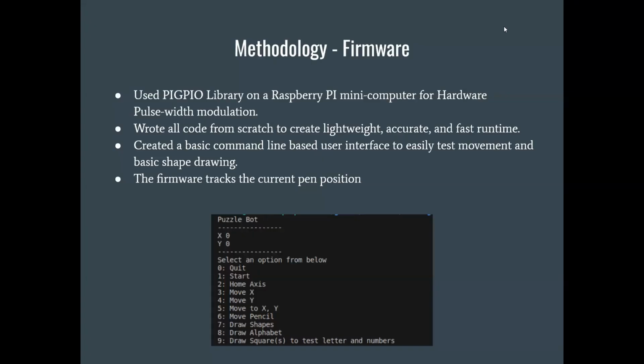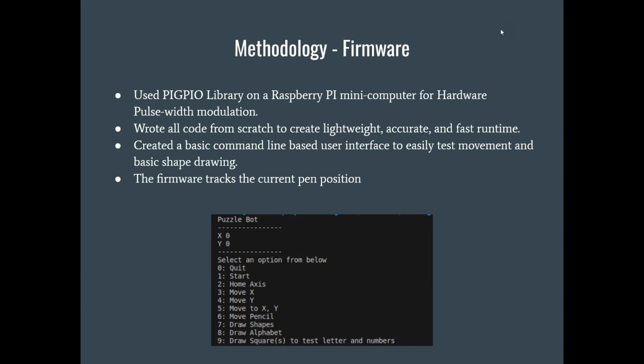Next up, we will be talking about the firmware of the robot, or the control of the hardware motors through our software. I will be using the PyGPIO library from Python running on our Raspberry Pi, which creates a hardware PWM signal. I wrote all the code from scratch to allow us to have lightweight and accurate motor movements while also running very quickly.